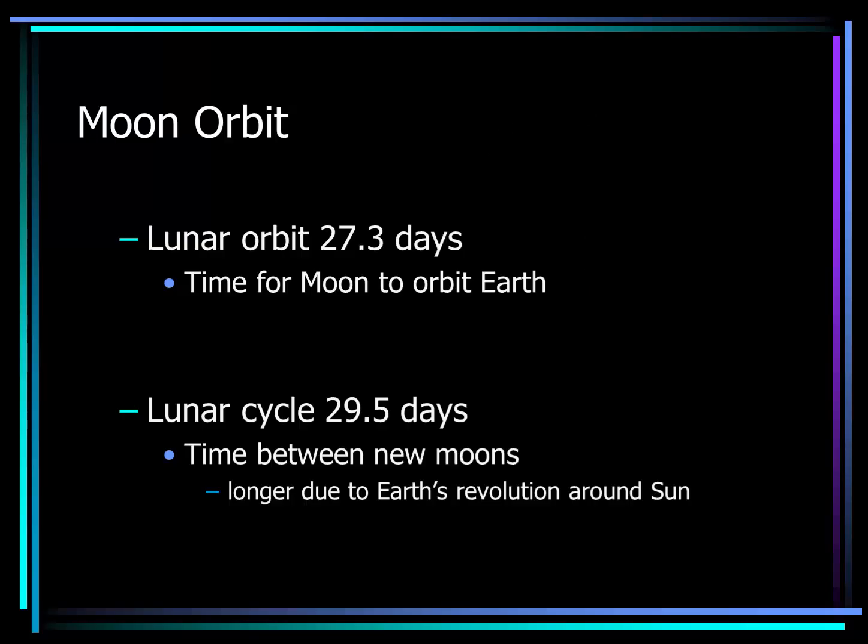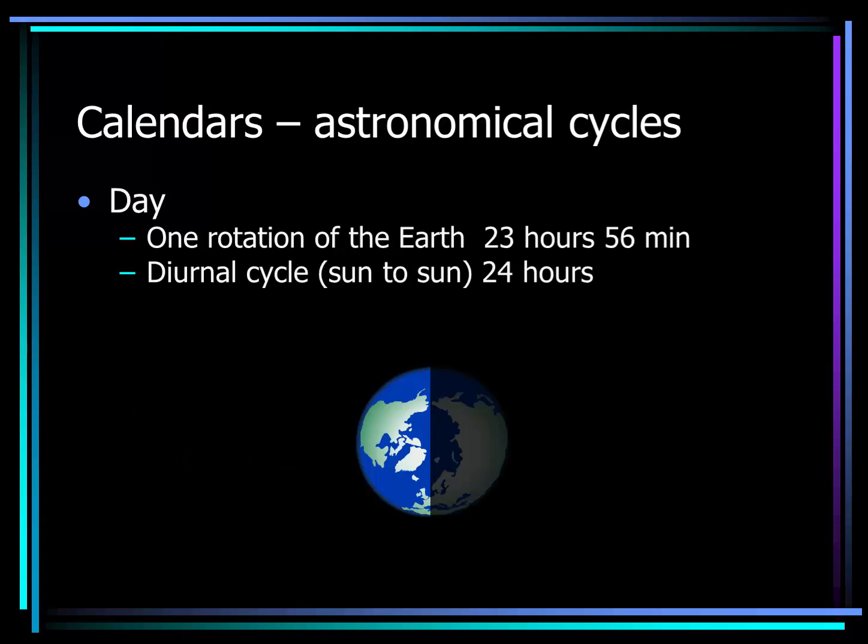So that explains why the lunar cycle at 29.5 days is slightly more than 2 days longer than the lunar orbit. The lunar cycle is longer because Earth is moving as it goes around the sun. These motions have been used to mark time and create astronomical calendars.